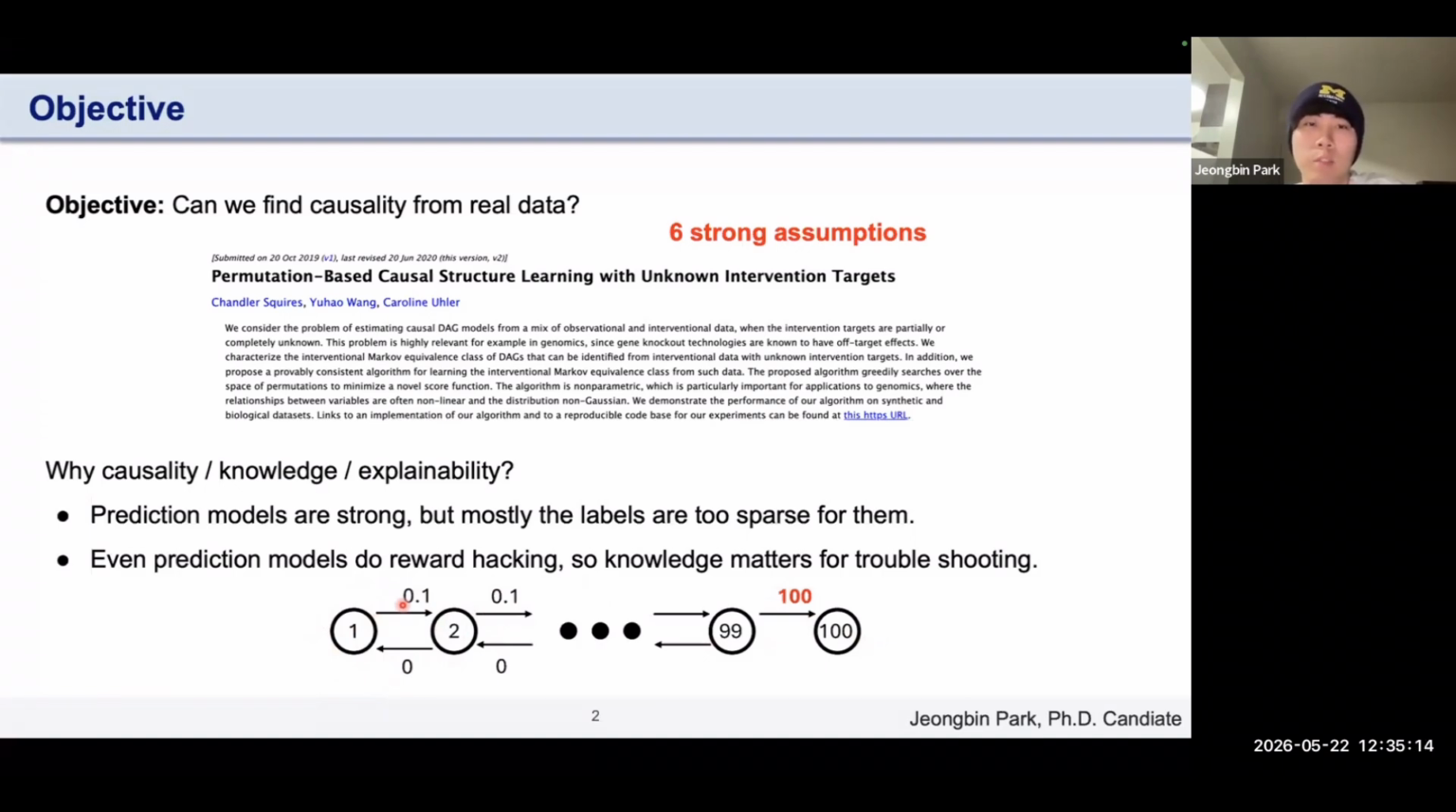So knowledge matters, ground truth matters for troubleshooting. These 2 are how I define the necessity of causal inference, knowledge, or explainability.